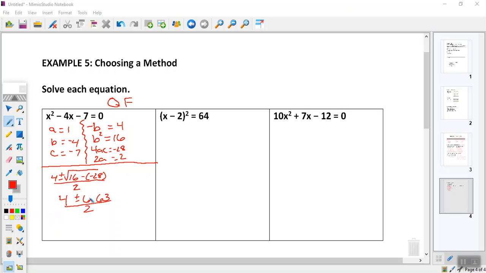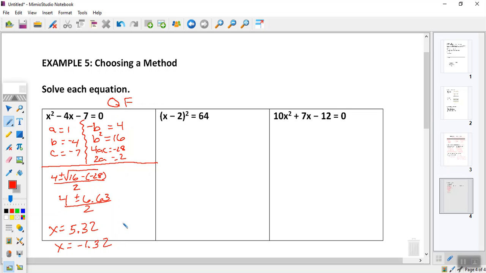What's 4 plus 6.63, friends? 10.63. Somebody take 10.63 and divide it by 2 for me. 5.31. I'm going to call about 5.32. Is that okay? Guys, 4 minus 6.63 then is negative 2.63. What's negative 2.63 divided by 2? Negative 1.32, right?